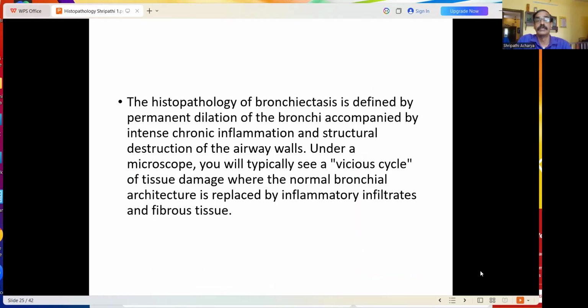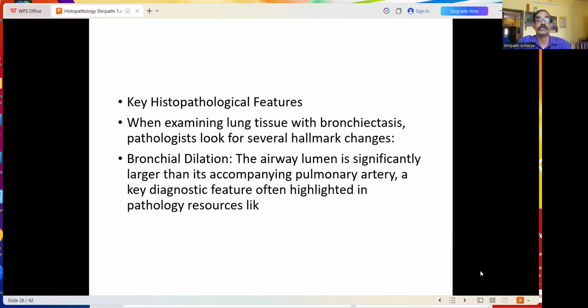The histology of bronchiectasis is defined by permanent dilation of the bronchi, accompanied by intense chronic inflammation and structural destruction of the airway walls. Under a microscope, you will typically see a vicious cycle of tissue damage where the normal bronchial architecture is replaced by inflammatory infiltrates and fibrous tissue. Key pathological features. When examining lung tissue with bronchiectasis, pathologists look at several hallmark changes.